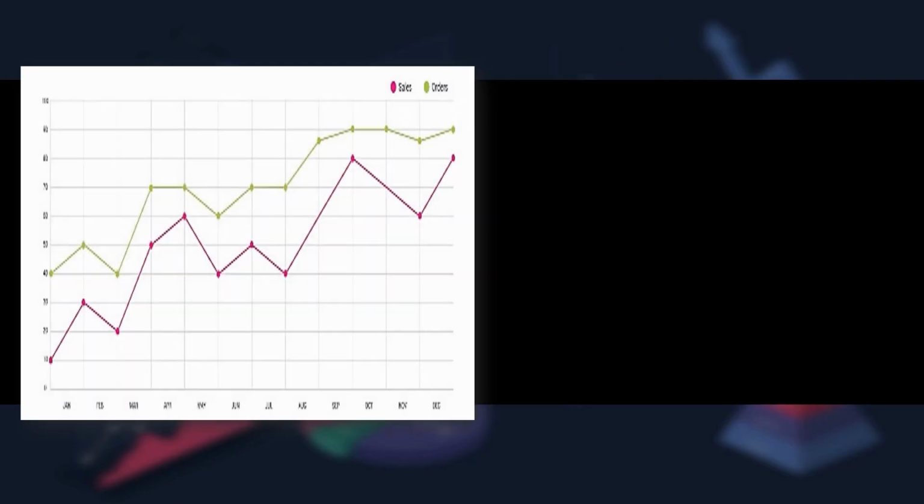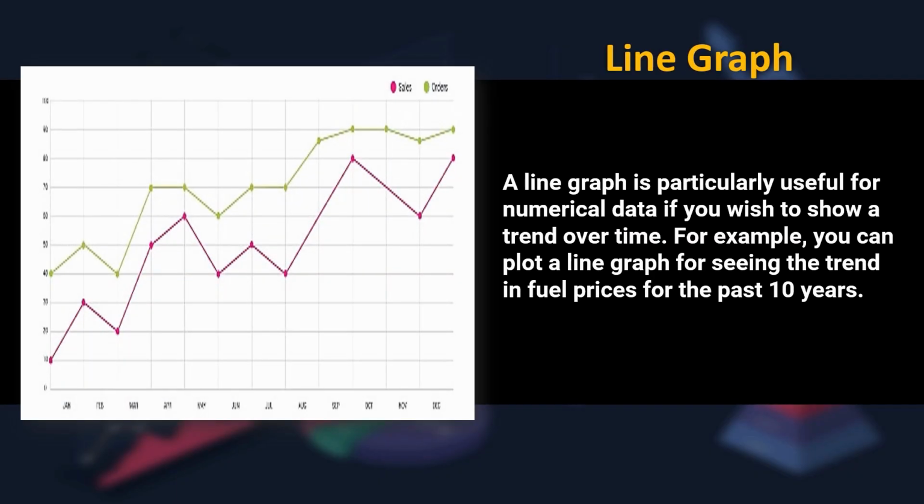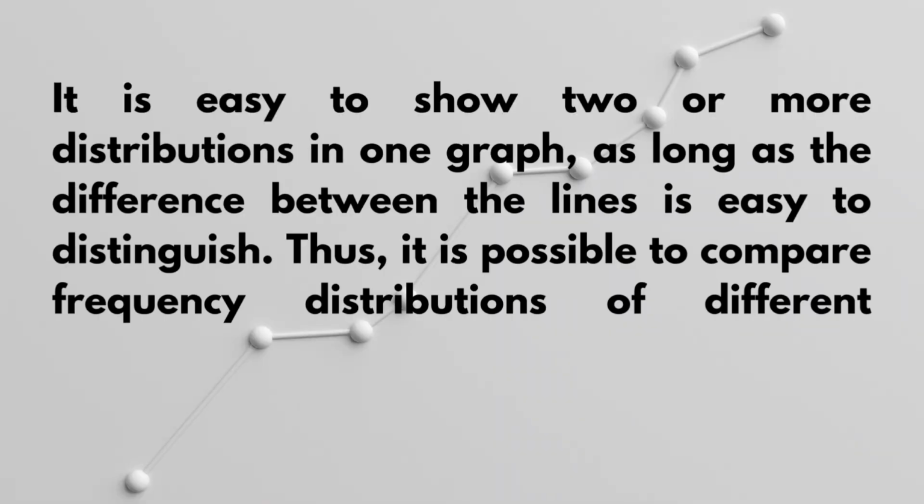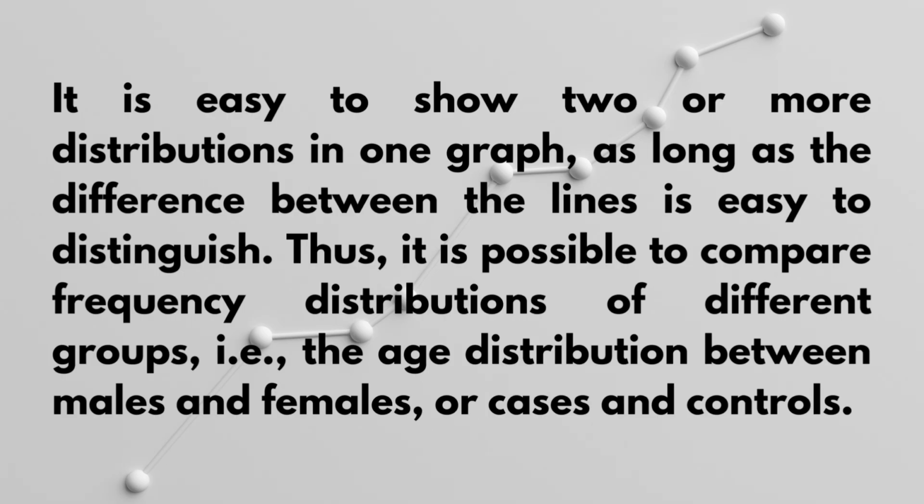The fourth one is the line graph. A line graph is particularly useful for numerical data. If you wish to show a trend over time, for example, you can plot a line graph to see the trend in fuel prices for the past 10 years. It is easy to show two or more distributions in one graph, as long as the difference between the lines is easy to distinguish. Thus, it is possible to compare the frequency distributions of different groups, for example the age distribution between male and female, or cases and controls.